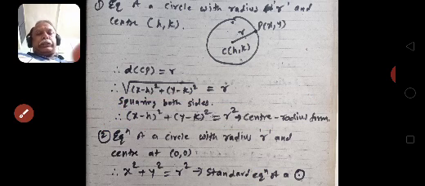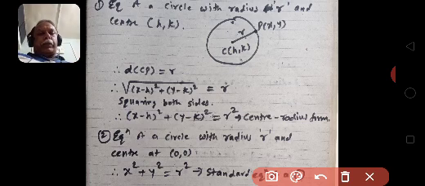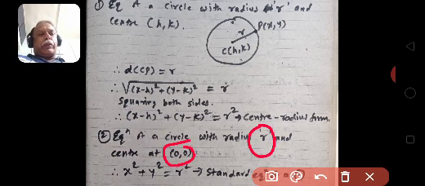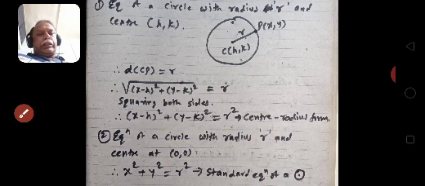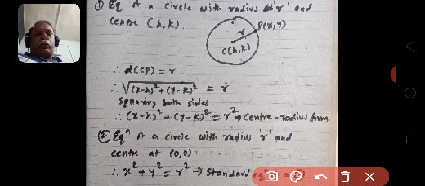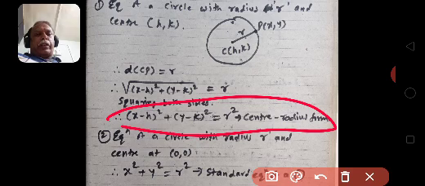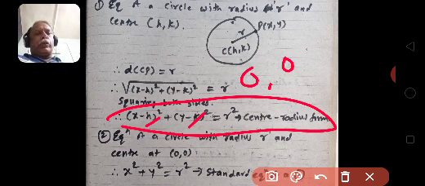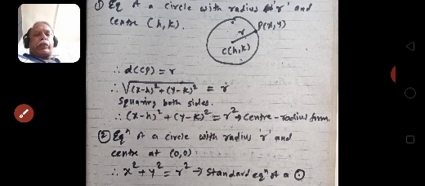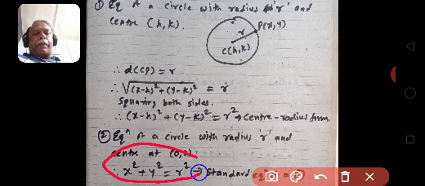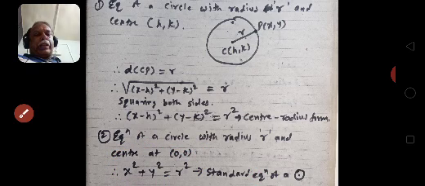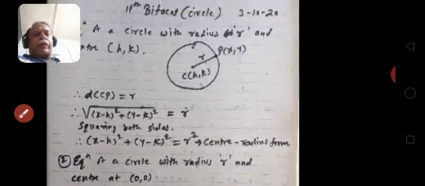Now, second form. Suppose center of the circle is at origin and radius is R. Then what is the equation of such circle? By using this center radius formula, in place of h and k, if we use 0, 0, h is 0, k is 0, because center is (0, 0), then we get x square plus y square is equal to R square. This form is known as standard form or standard equation of a circle.